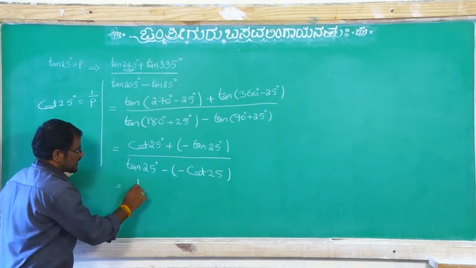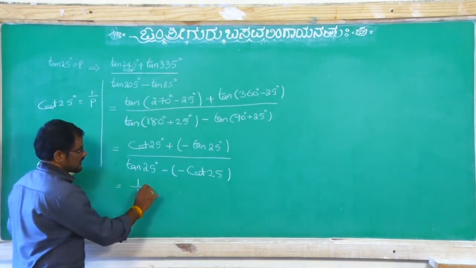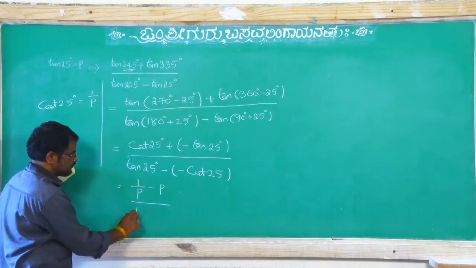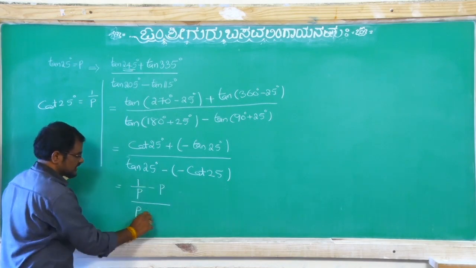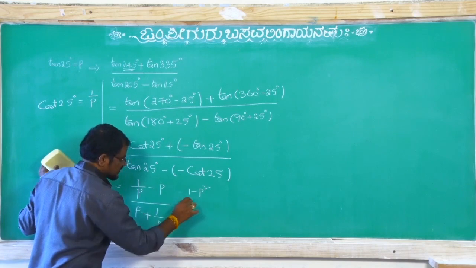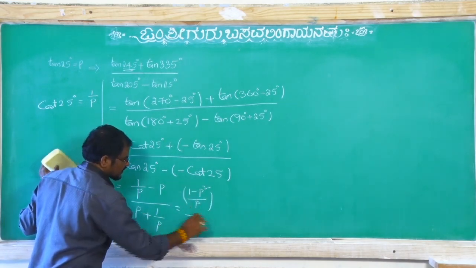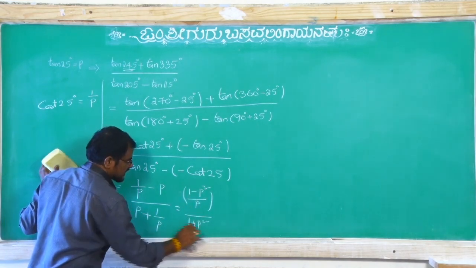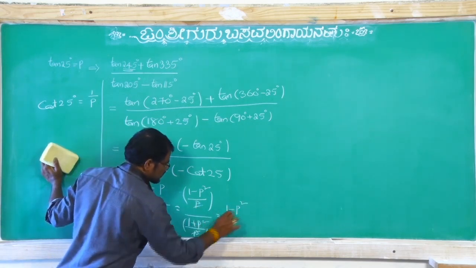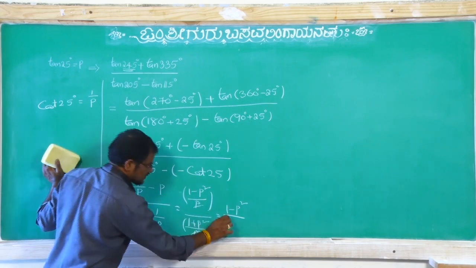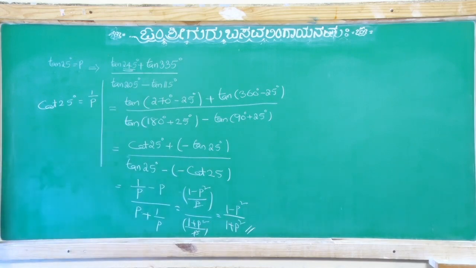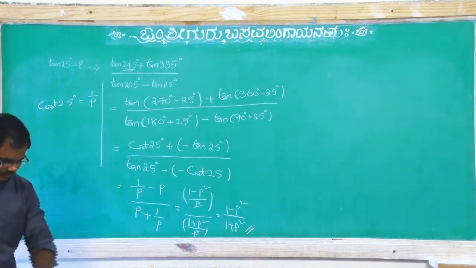So cot 25 is 1 by P, minus P, divided by P, tan 25 is P, plus 1 by P. Take the LCM: 1 minus P square by P, next 1 plus P square by P. These two P get cancelled. Removing the denominators, our final answer is 1 minus P square by 1 plus P square. And take one more problem on this.